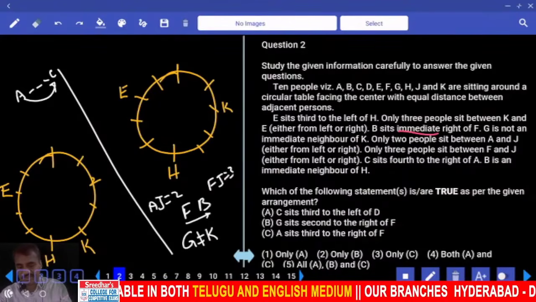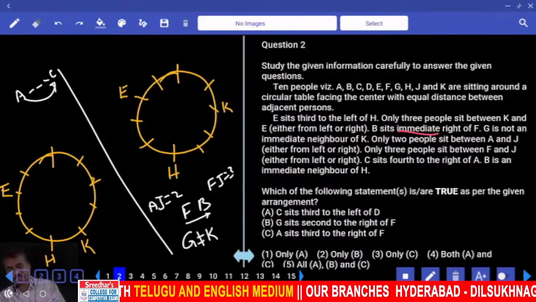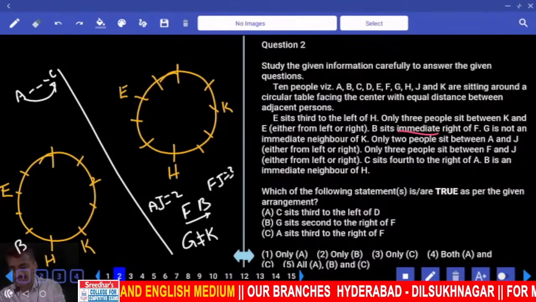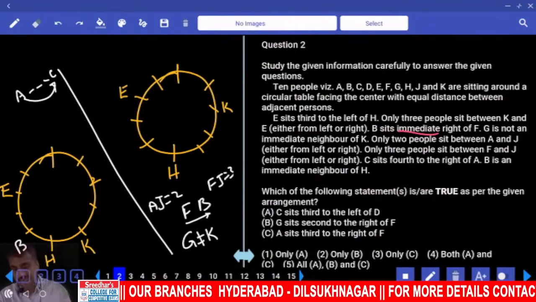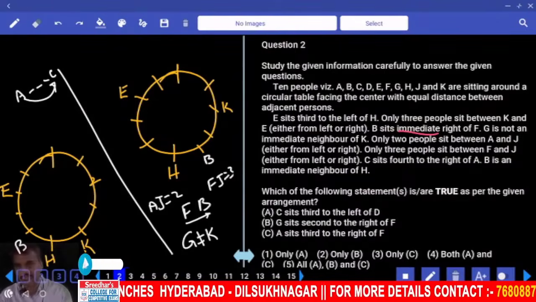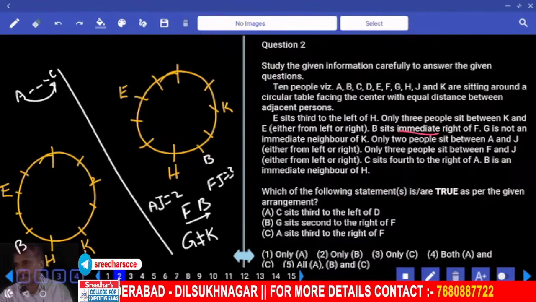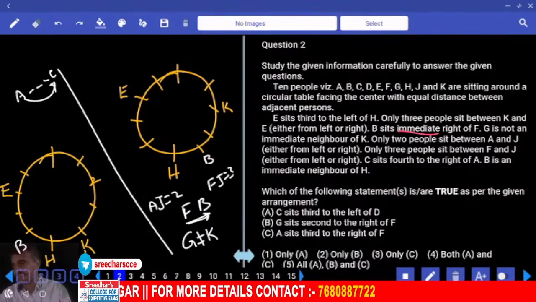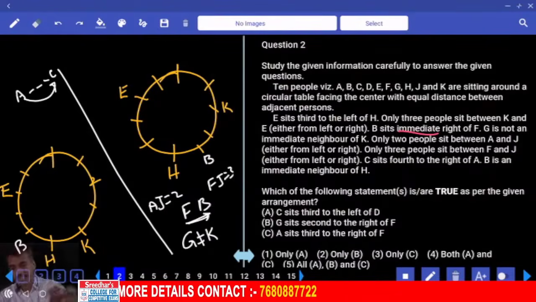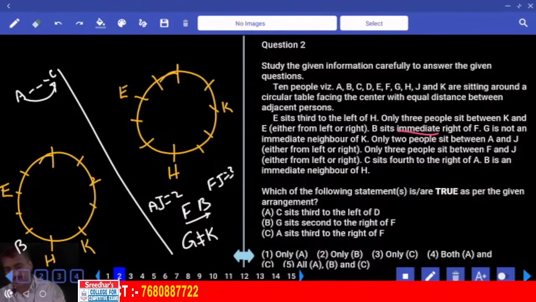B is an immediate neighbor of H. Now B is an immediate neighbor of H. Now B is here. Clear? B is an immediate neighbor of H. Can we have B at this place? Why is it no? Now B is to the immediate right of F, so no. B is here, then H, but not to F. B cannot be here, B is here, F is here. Now here again F is here.